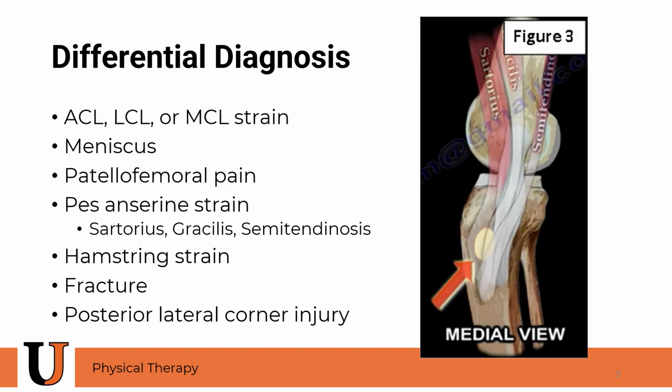There are quite a few different hypotheses that we can develop if we're suspecting a PCL strain, and that could involve different ligament strains such as the ACL, LCL, or MCL. Meniscus involvement, patellofemoral pain, pes anserine strain. Remember the three muscles that are a part of that: sartorius, gracilis, and semitendinosus. Hamstring strain, fracture, posterolateral corner injury. There are a lot of different potential diagnoses that can exist here, so it's important that we don't rule them out before we start to investigate more thoroughly with a subjective exam.